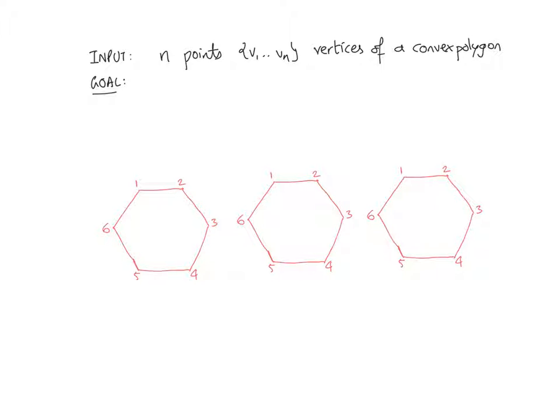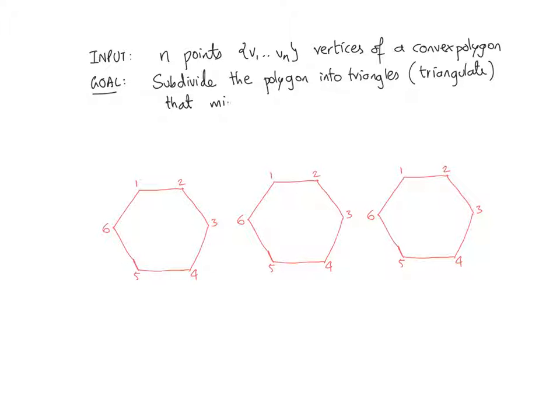Specifically, we want to subdivide the polygon into triangles, which is known as a triangulation. We want to triangulate the polygon in a way that minimizes the total perimeter of all the triangles.